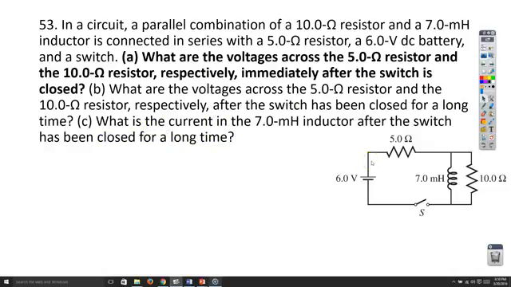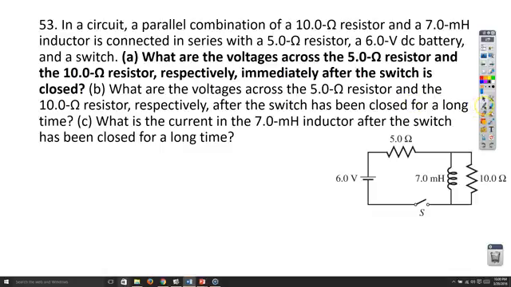This is number 53. Notice that we do have a parallel combination now of a 10 ohm resistor and a 7 millihenry inductor, and they are also connected in series with a 5 ohm resistor, a 6 volt DC battery, and a switch. They want to know what are the voltages across the 5 ohm resistor and the 10 ohm resistor respectively immediately after the switch is closed.